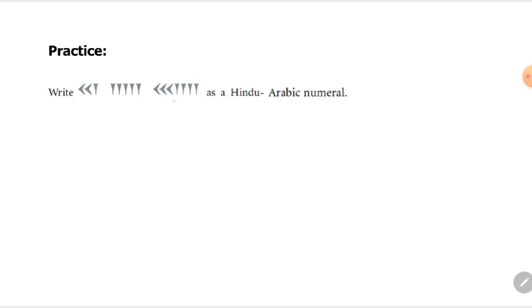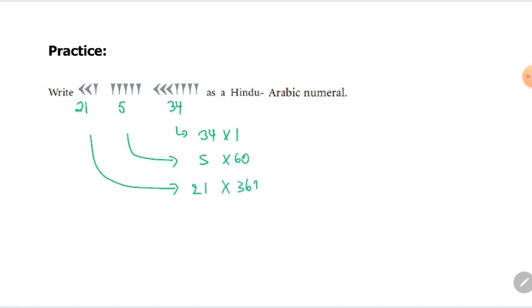We have 4 wedges and 1, 2, 3 V's. So this is 34. 5 wedges here and 1 wedge and 2 V's here. So 20 and 1. So remember this, you will not add that because of place values. So here we have 34 ones and 5 60s and 21 3,600s.